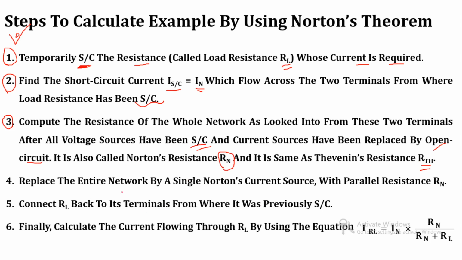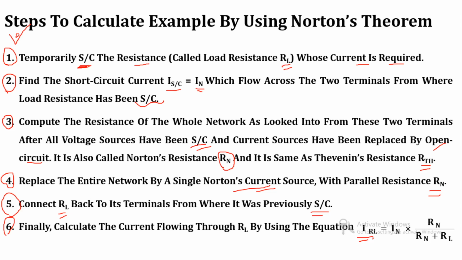Now, the fourth step is to replace the entire network by a single Norton's current source with a parallel resistance. The fifth step is to connect R_L back to its terminals from where it was previously short circuited. And the final step is to calculate the load current using the formula I_RL is equal to I_N multiplied by R_N divided by R_N plus R_L.